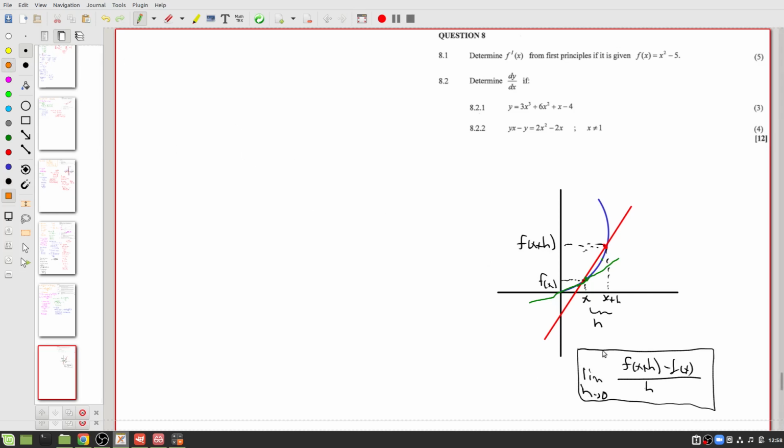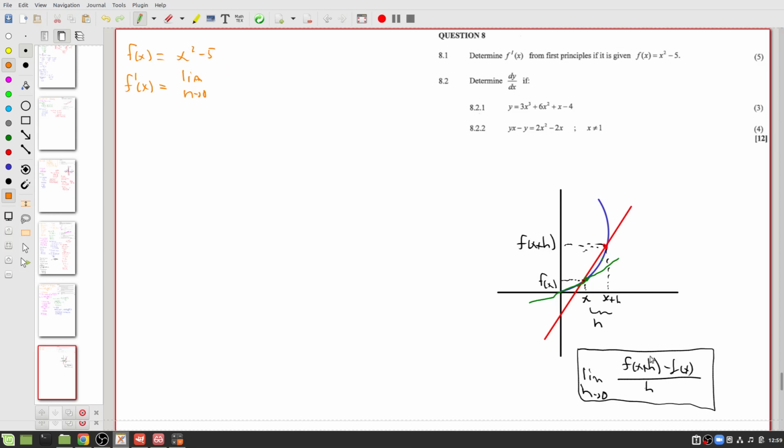Okay, let's see. So let's use this to solve for that. We want to find, so f of x, let's just write that down first. f of x is x squared minus 5. Now, we want to find the gradient of that curve. So that's going to be the limit as h approaches 0 of, like we said, f of x plus h. So what is f of x plus h?